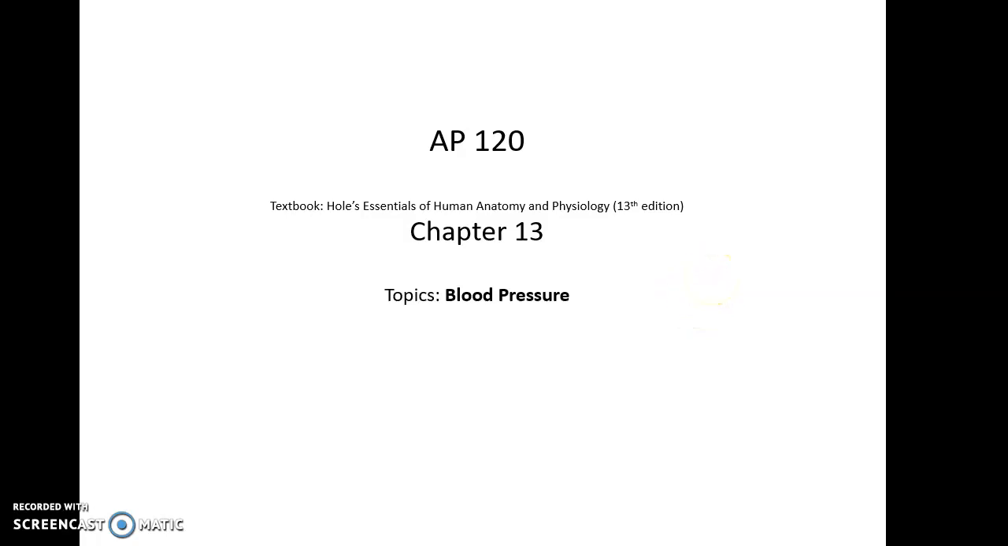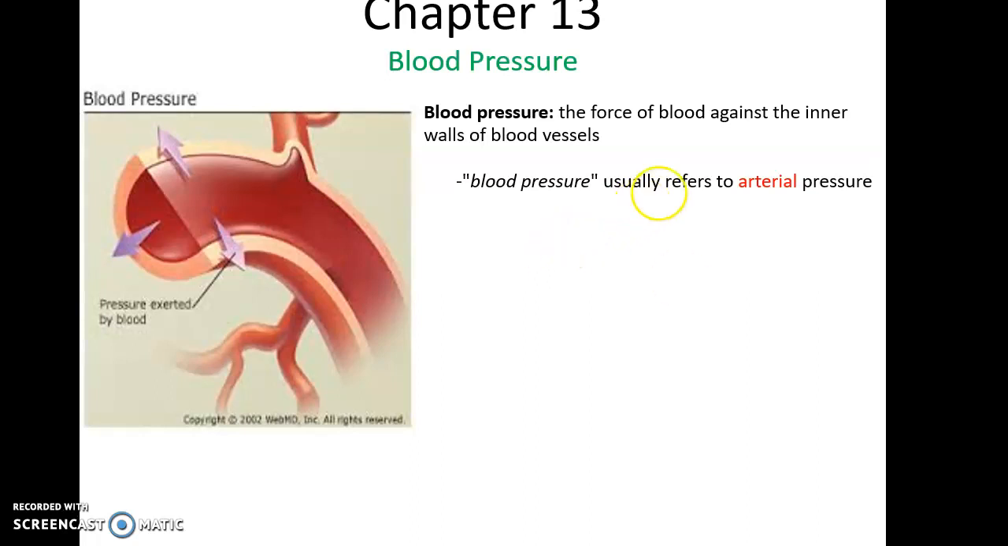AP 120, Chapter 13, Topics, Blood Pressure. So blood pressure is the force of the blood against the inner walls of blood vessels. And we usually are referring to arterial blood pressure when we talk about blood pressure because the arteries experience the highest blood pressure.